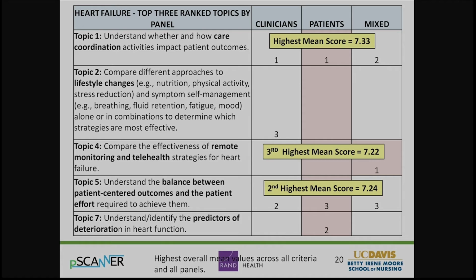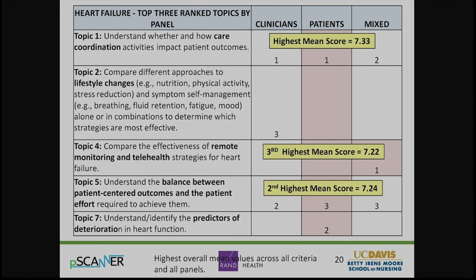What I want to point out here is topic 7, which is one of the potential observational studies, which is really looking at data that we might have in pSCANNER for predictions of deterioration in heart failure. And that got only a top 3 ranking from the patients. So it got a number 2.